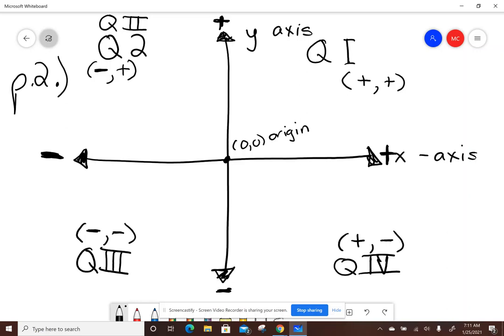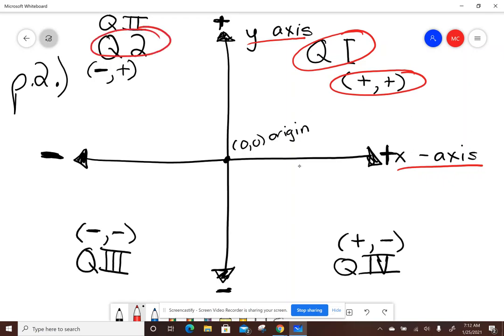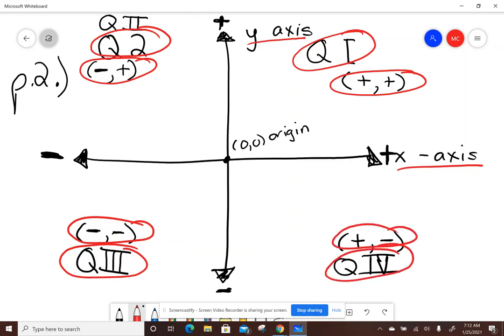Okay? Now, on a quiz, I'm going to ask you to label everything I just labeled. So you have to know this is the x-axis, this is the y-axis, right? You have to know quadrant 1, and in quadrant 1, your coordinates are positive, positive. This is quadrant 2, and your coordinates are negative, positive. This is quadrant 3, and your coordinates are negative, negative. It's quadrant 4, and it's positive, negative. Okay, so all of this is written on page 1, but I did want to go over it.